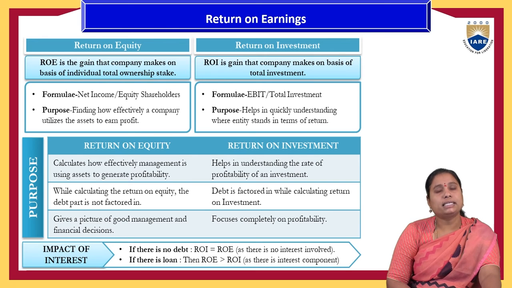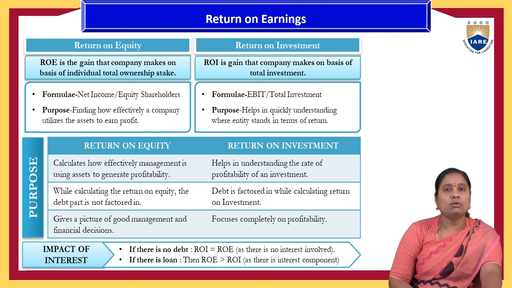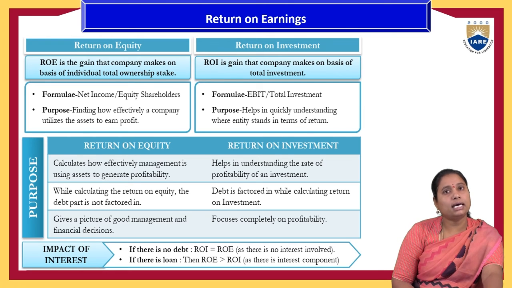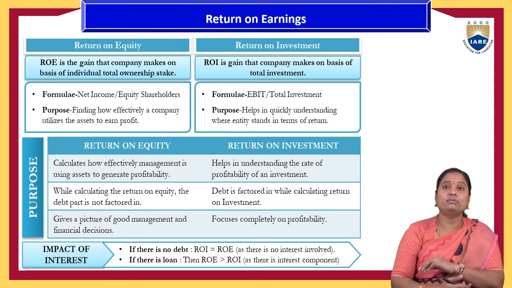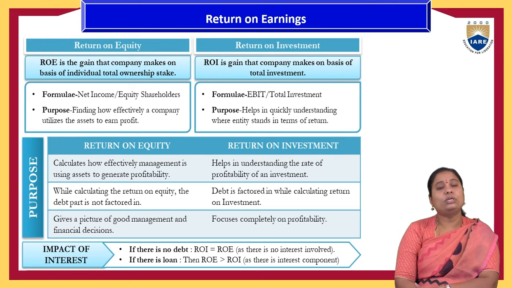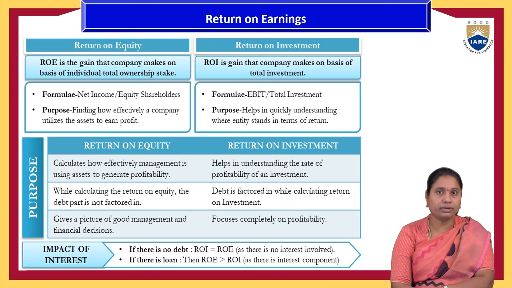The next thing is return on equity, ROE, which is the return on earnings by the equity holder, or the earnings out of their investments. In both ways we can calculate. That is, only in the form of equity, what benefit is gained by the organization, versus out of the total investment of the organization, what benefit they have gained.